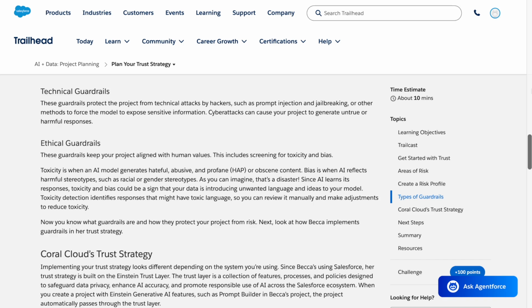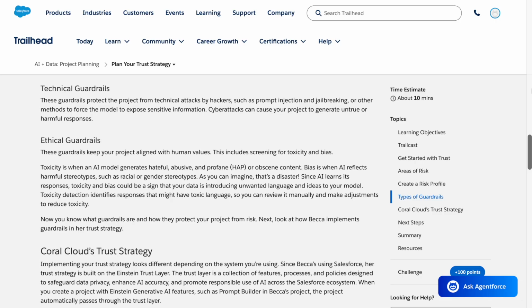Since AI learns its responses, toxicity and bias could be a sign that your data is introducing unwanted language and ideas to your model. Toxicity detection identifies responses that might have toxic language, so you can review it manually and make adjustments to reduce toxicity. Now you know what guardrails are and how they protect your project from risk. Next, look at how Becca implements guardrails in her trust strategy.